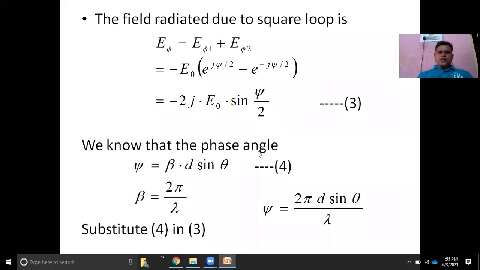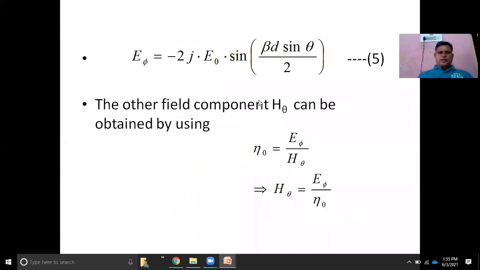And we also know that the phase angle ψ is equal to β d sin θ, where β is the phase shift constant, equal to 2π/λ. Now substitute this ψ value in the above equation. We get E_φ equal to −2j E₀ sin(β d sin θ/2). Now we have the electric field intensity in the φ direction.